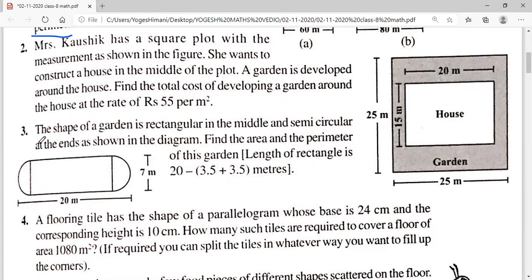Okay, so our next question is question number 3. The shape of a garden is rectangular. In the middle, the garden is rectangular in shape, and semicircular at the ends as shown in the diagram.